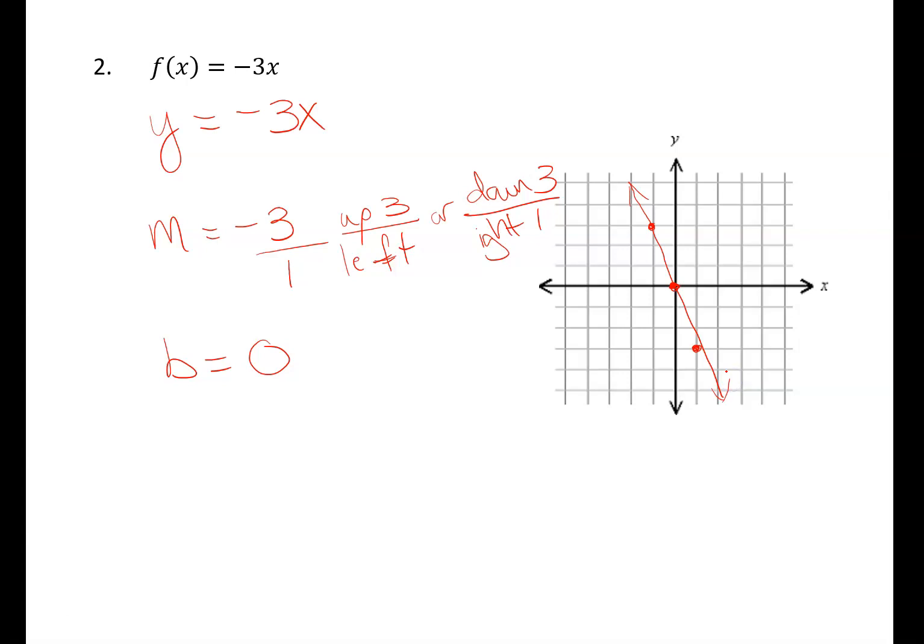And then remember to check, we have a negative slope. And the line should fall. It should go down from left to right. Now this is a pretty steep slope, but it does go down. It falls. So we've checked that. That part is good.